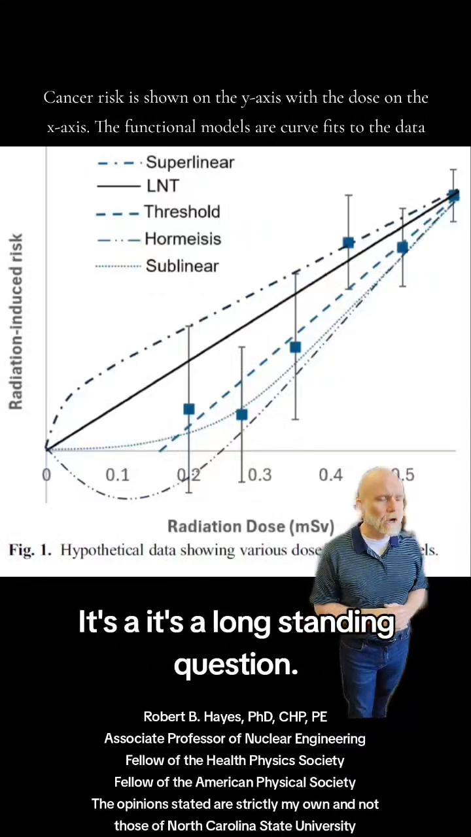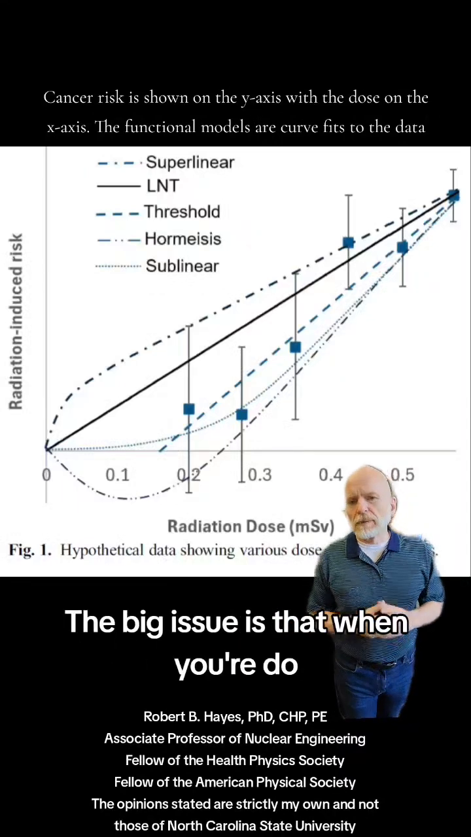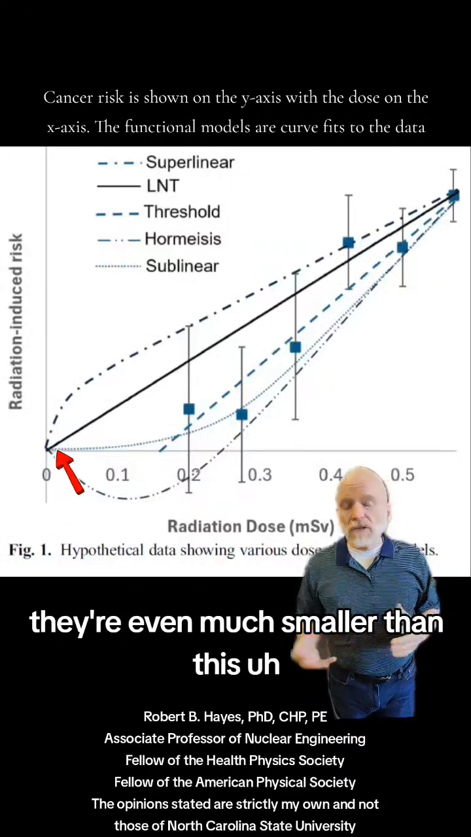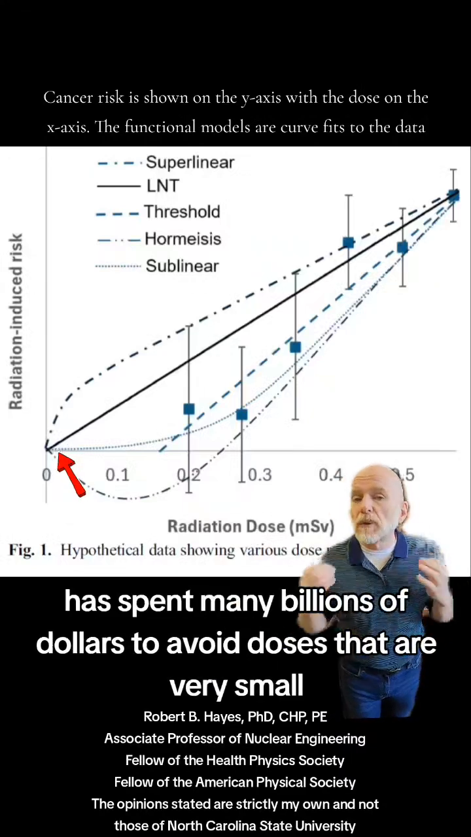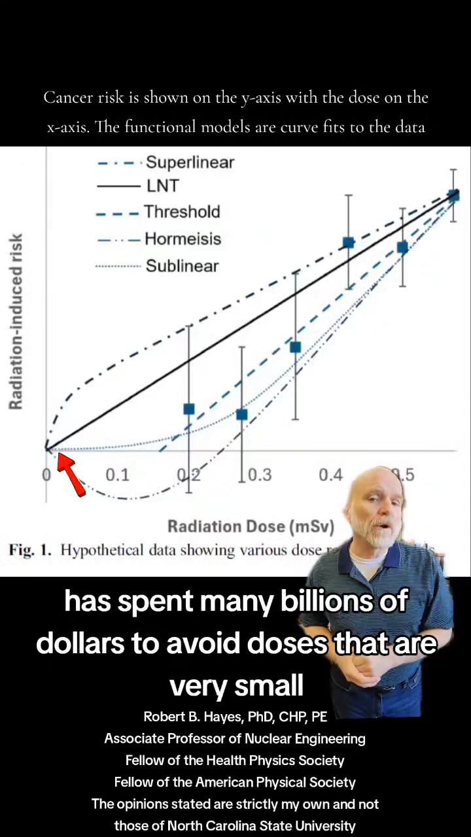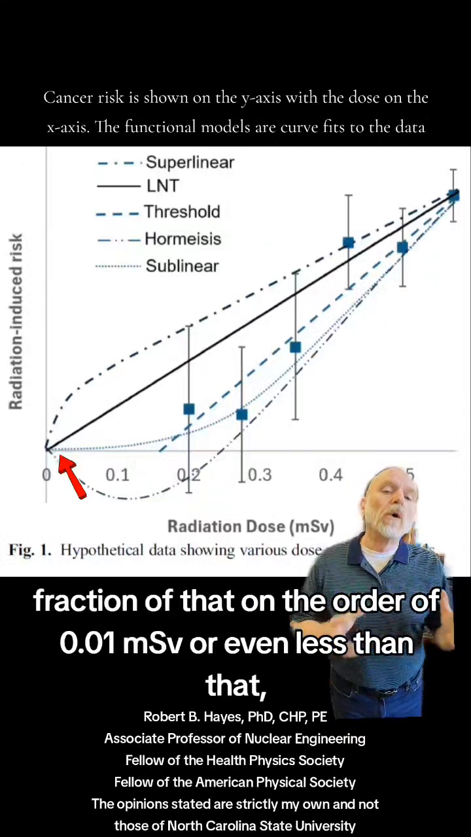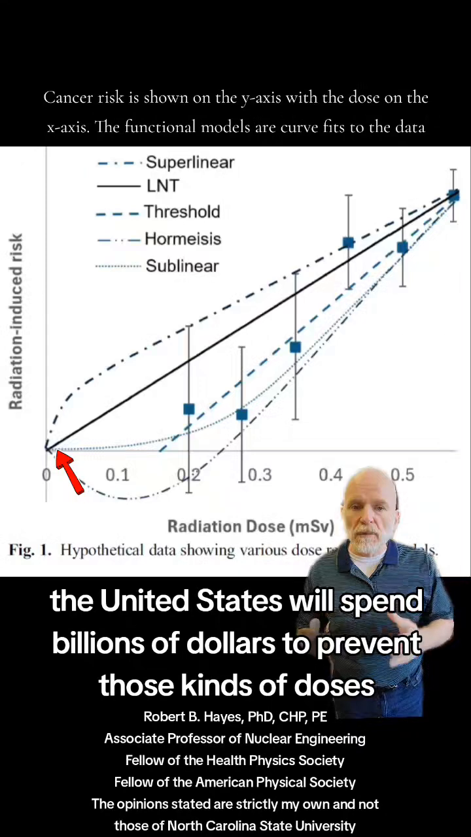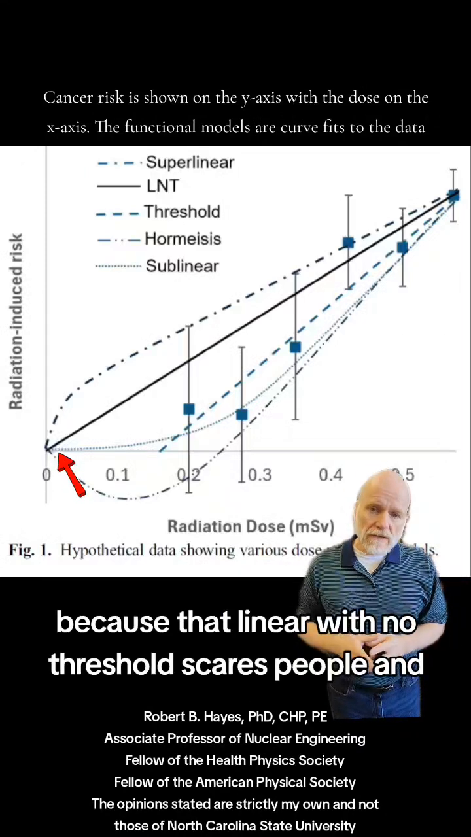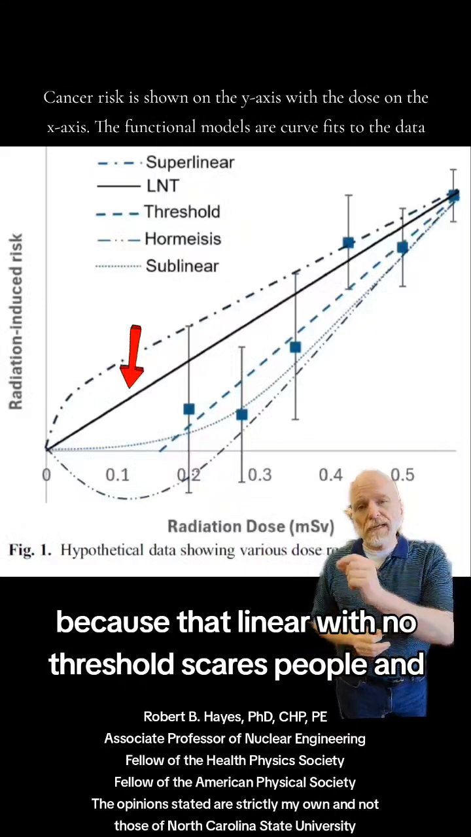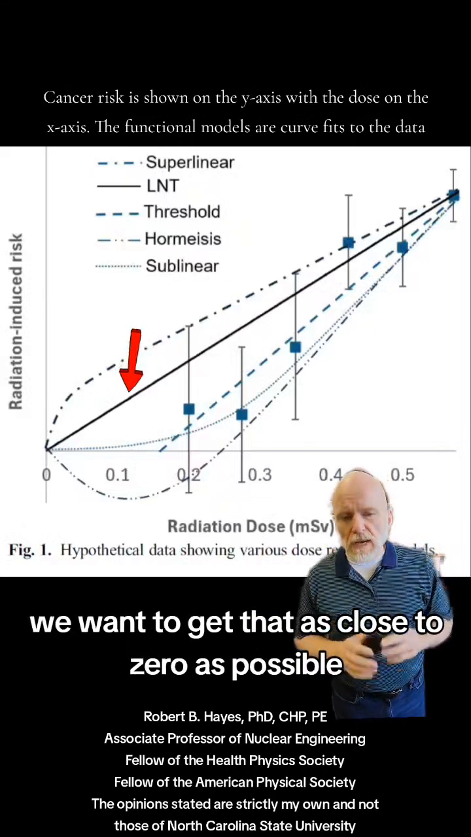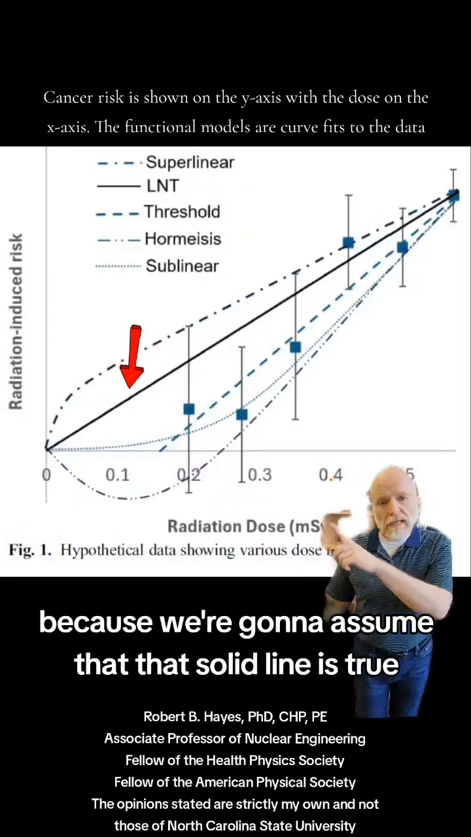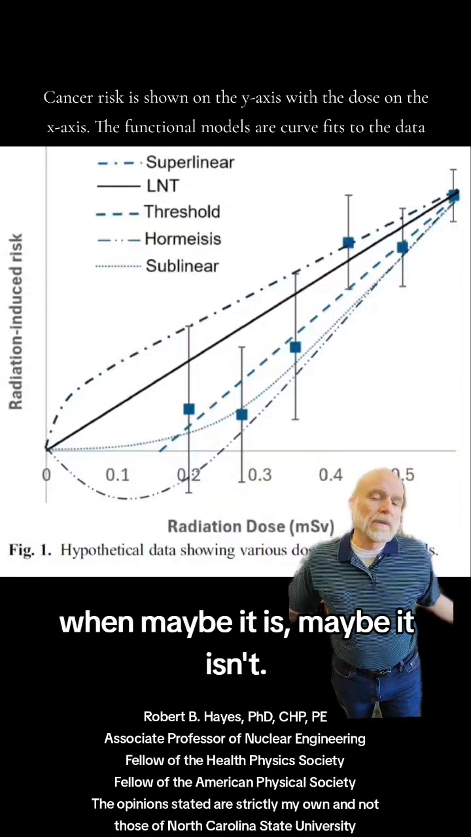It's a long-standing question. The big issue is that when you're down with doses that are even much smaller than this, the United States in particular has spent many billions of dollars to avoid doses that are a very small fraction of that, on the order of 0.01 millisieverts, or even less than that. The United States will spend billions of dollars to prevent those kinds of doses, because that linear with no threshold scares people. And the idea is that, well, we want to get that as close to zero as possible, and we'll spend billions of dollars to do that, because we're going to assume that that solid line is true, when maybe it is, maybe it isn't.